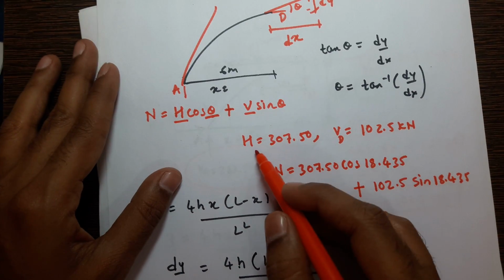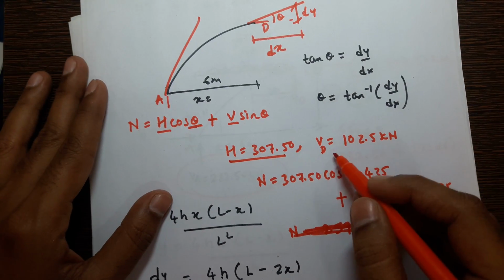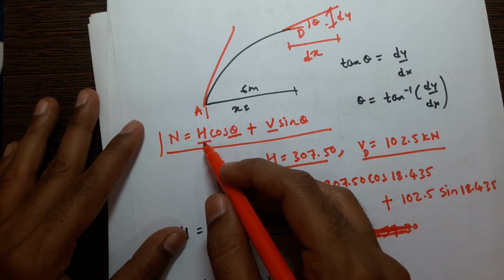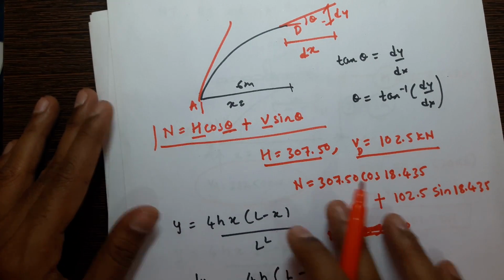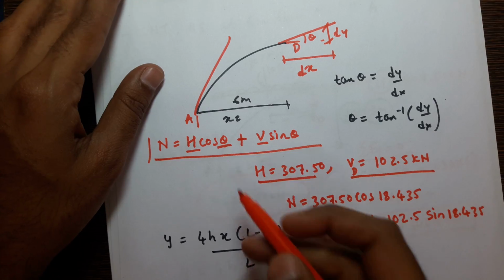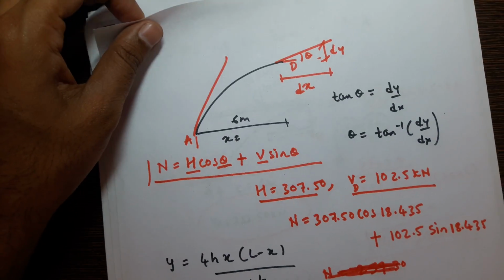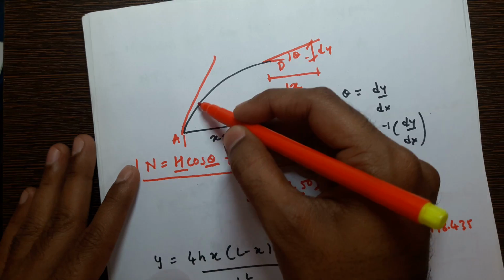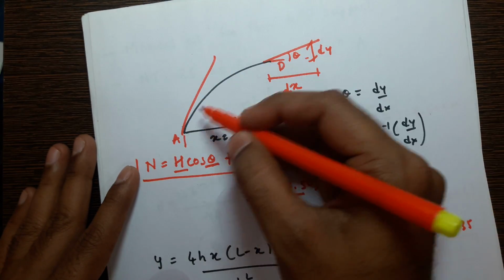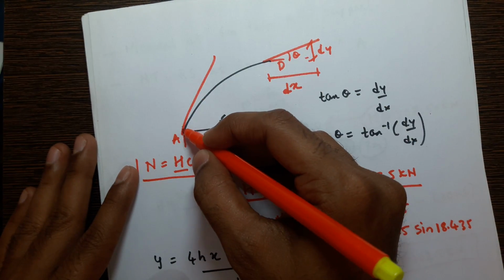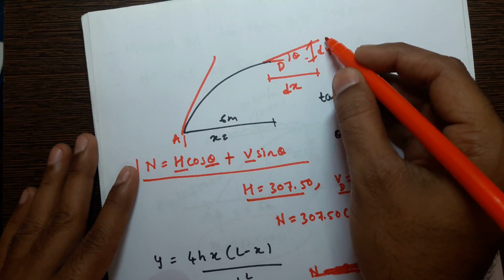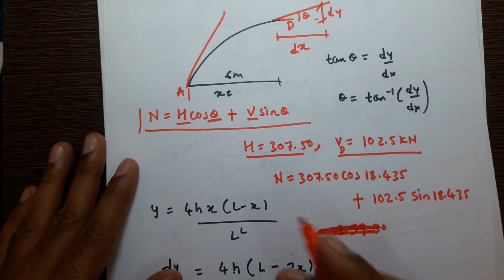Now we have H at point D, and we know VD at point D. We can use the normal thrust formula. H we know, V we know. So now we need to understand how to find this theta. The angle changes from point to point. At A the angle is different, at D the angle is different. You just have to draw the tangent.